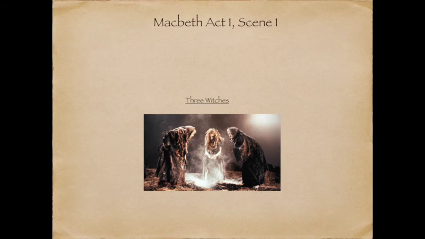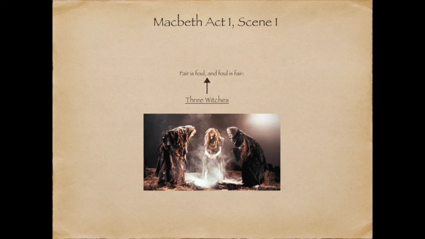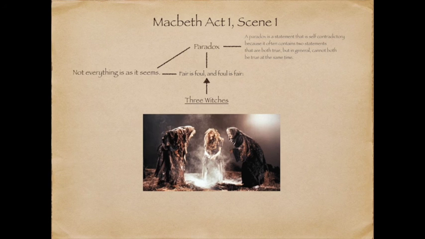Scene 1 opens with the three witches, and they're the only characters in what is a very brief scene. However, the witches make a very important statement, and that statement is, fair is foul, and foul is fair. And this is setting up that not everything is as it seems in Macbeth. Now, this is, of course, a paradox, which is a statement that is self-contradictory. How can something be both fair and foul simultaneously?